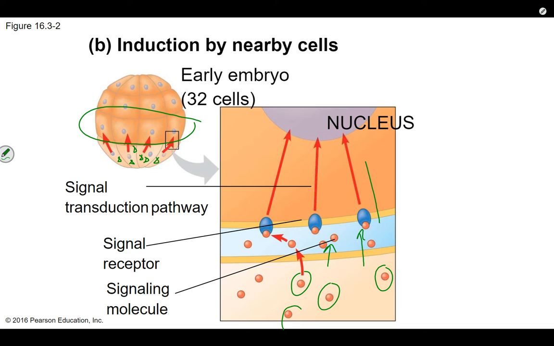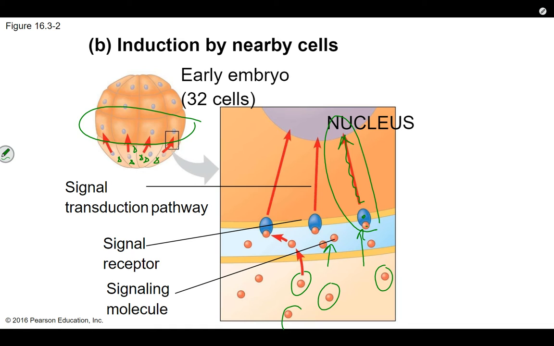This part should look familiar. Here you've got your signal transduction. You've got a signaling molecule that bonds with a receptor protein that starts a signal transduction pathway that ends by turning on and off genes in the nucleus of that cell.